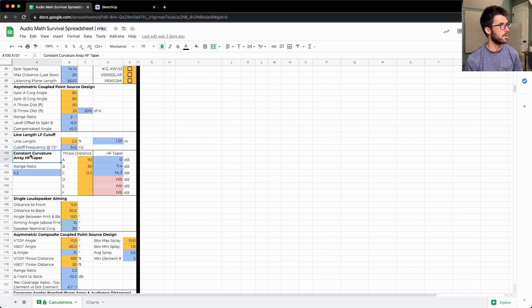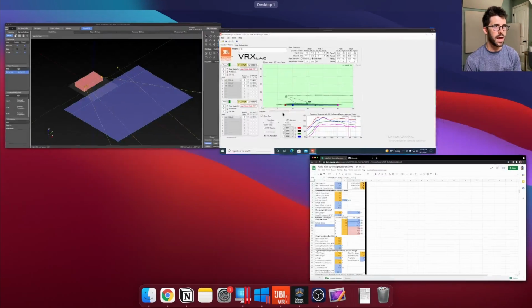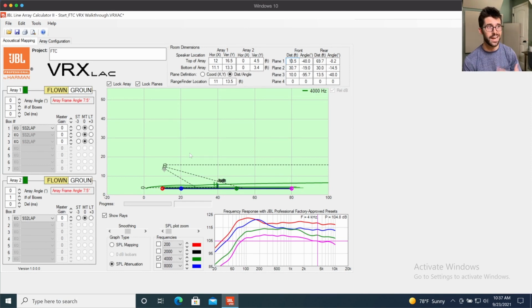And I can go over here to row 100 on my Audio Math Survival spreadsheet. If I put in 70 feet, or 69, from the A box, the top one, and then 13.5 to the bottom, that is a 5.1 to 1 range ratio. That's throwing 5 times as far, which is telling me that is a 14 dB difference if both boxes are equal volume. So that's a lot to overcome there. I also measured to the middle just for fun, and that was about a 7.2 dB difference. So we have our total vertical coverage needed and our range ratio. 5:1 is pretty significant, especially with the constant curvature array. But now let's see how we can fix that.